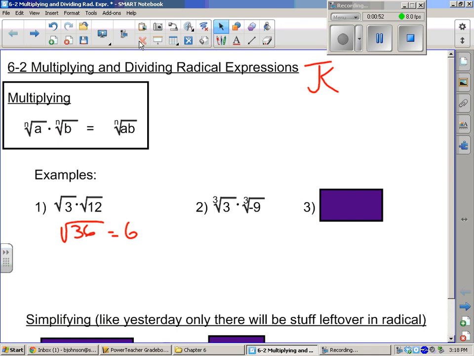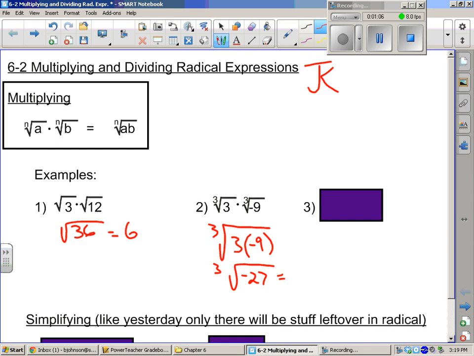Alright, this one, they're both cube roots. So, I need to take the cube root and put 3 times negative 9. So that'd be the cube root of negative 27. And cube root of 27 is 3. And the negative has to stay with it because it's odd. So we keep the sign. So negative 3 times negative 3 times negative 3 would be negative 27.